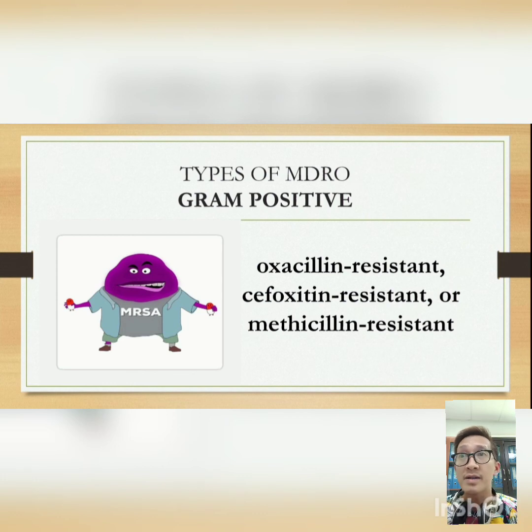First, we have your MRSA, or your methicillin-resistant Staphylococcus aureus. This includes Staphylococcus aureus cultured from any specimen that is resistant to oxacillin, cefoxitin, and your methicillin by standard susceptibility testing methods. So if the culture result is Staphylococcus aureus, then you can see on the result that it is resistant to the following antibiotics. Then consider that one as MRSA.